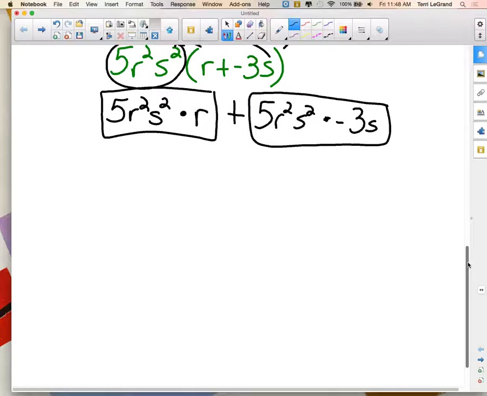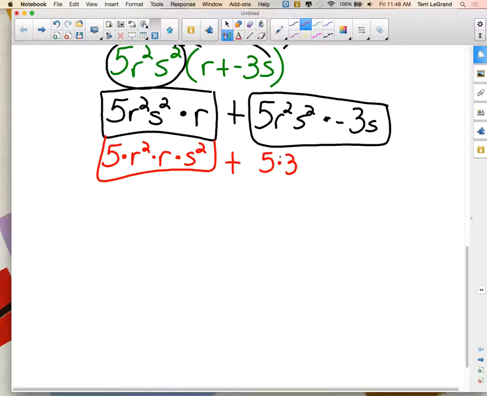We have a monomial times a monomial, so we just rearrange. We're going to let the constant be first. We'll let the r's come next because r is before s in the alphabet. And the s squareds will be last. All we're doing is rearranging. Constants get to be first, that's a negative 3. R's get to be next, the s's are last.